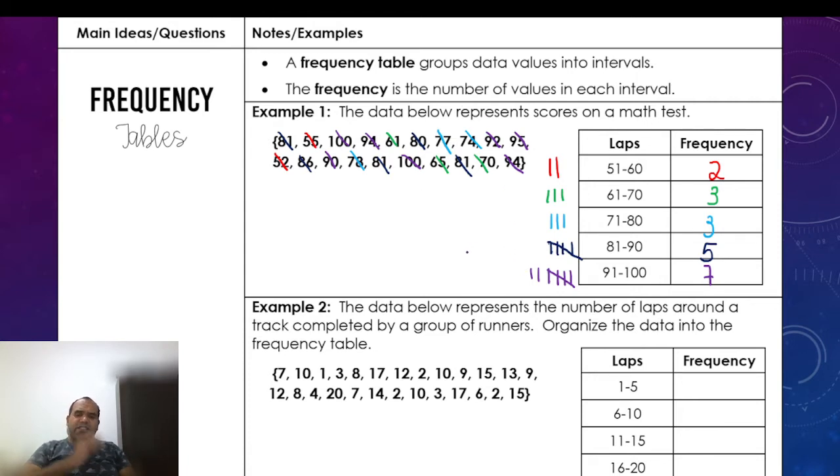Great, guys. It's easy. Right now, I'll give you time to work on example number 2. Pause this video and work on example number 2 here. The data below represents the number of laps around the track completed by a group of runners. Organize the data into the frequency table.